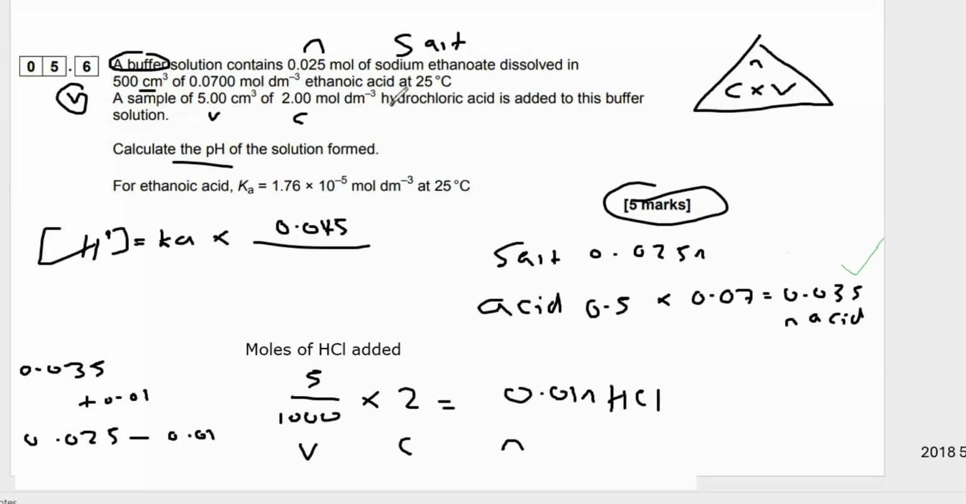So what's happened here is I've added 0.01, the moles of hydrochloric acid, to the moles of ethanoic acid. So I end up with 0.035 plus 0.01, and I get 0.045. That's my acid. Then I need to take away the moles of acid added, the 0.01, from the salt, which is 0.025, and that leaves me with 0.015 moles of salt.